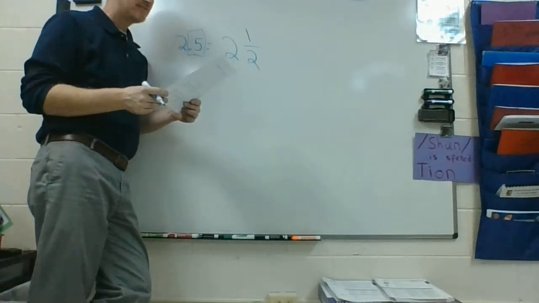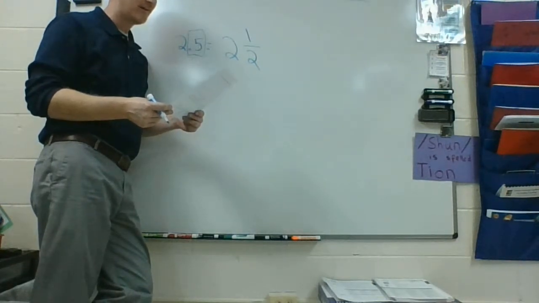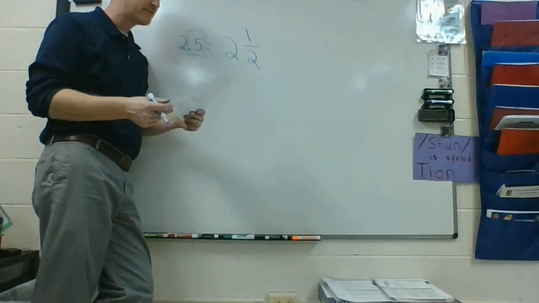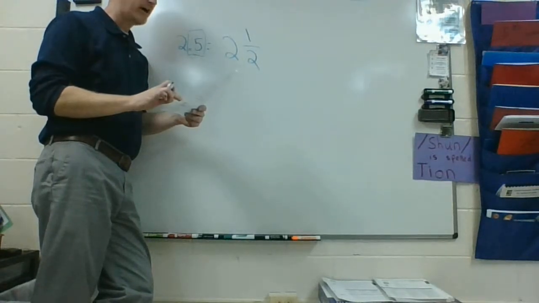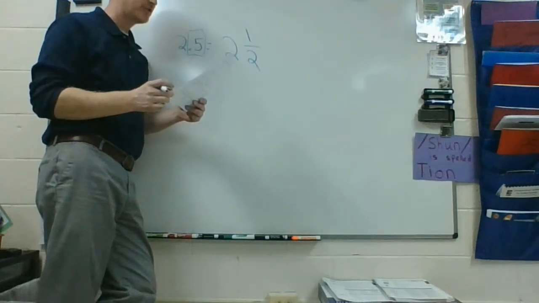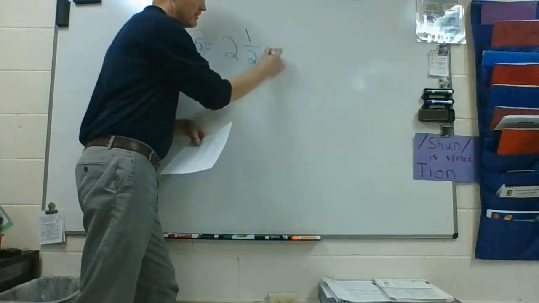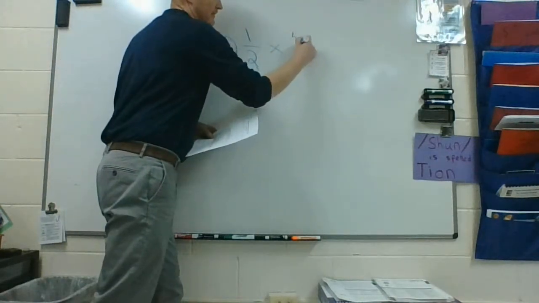A bottle of soda had 2.5 of the daily recommended sugar. If you were to drink 5/9 of the bottle, how much of the daily recommended sugar would you have drank? We see that word of the bottle, and I know that this is going to be a multiplication problem. All right. 5/9.